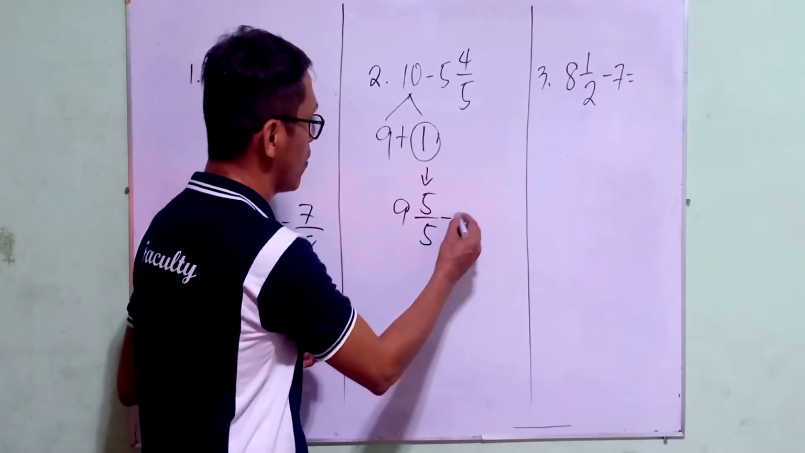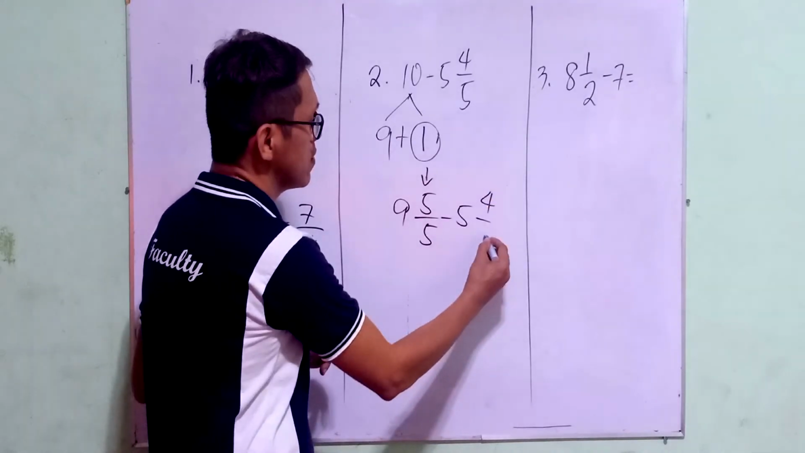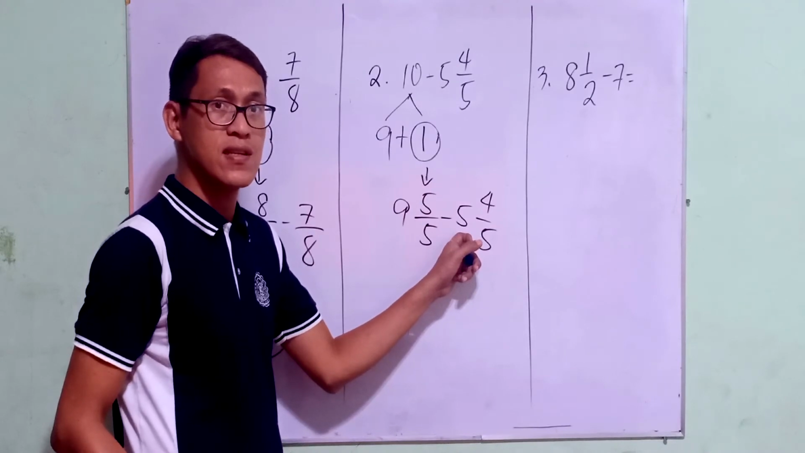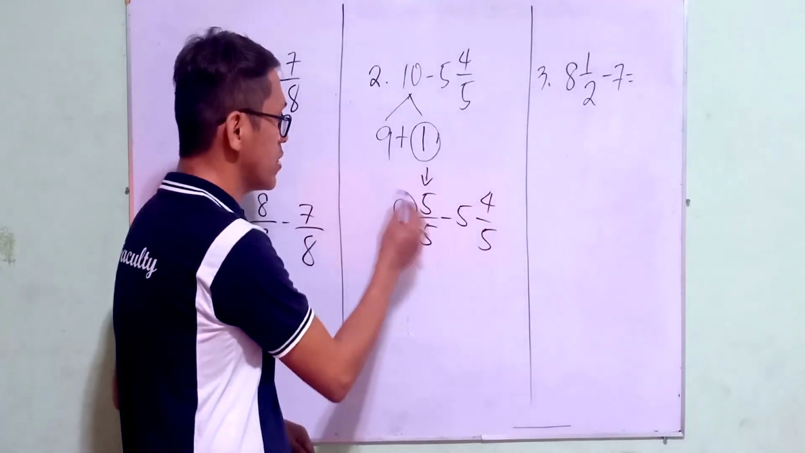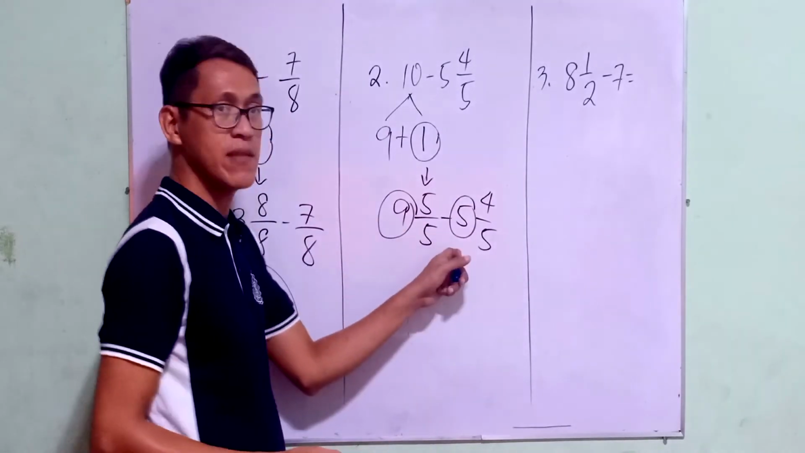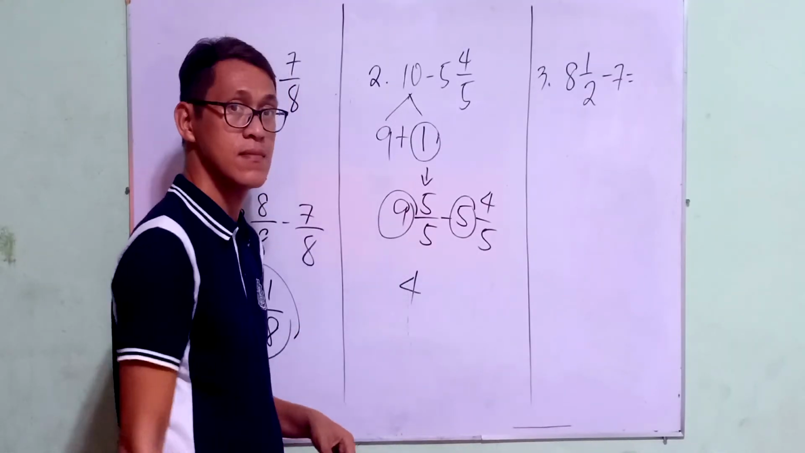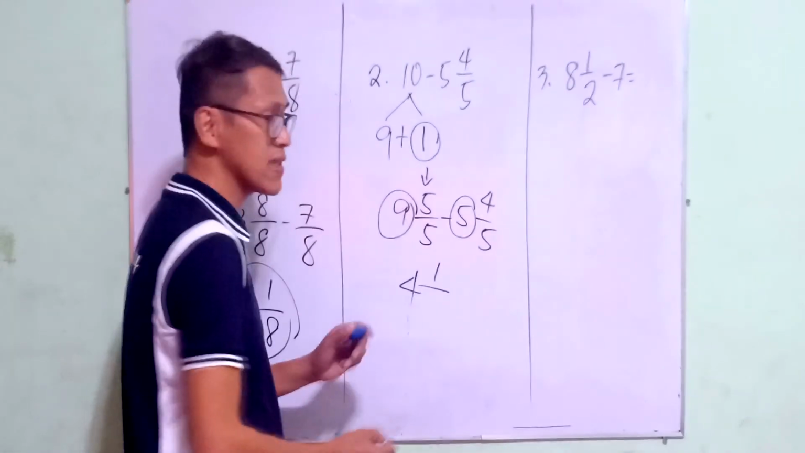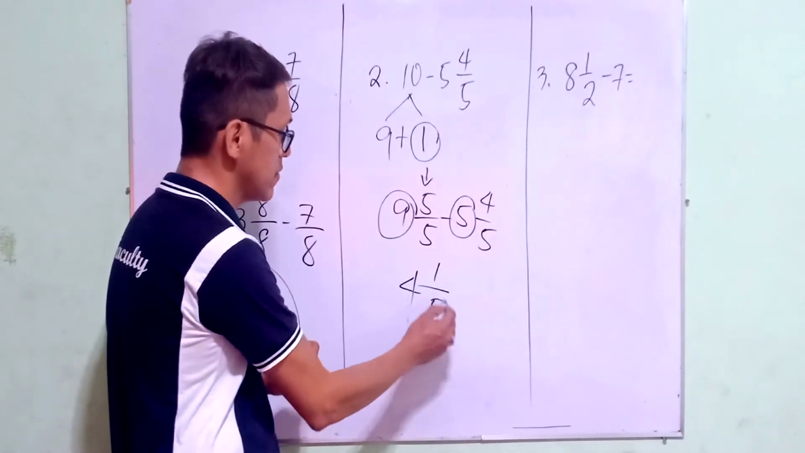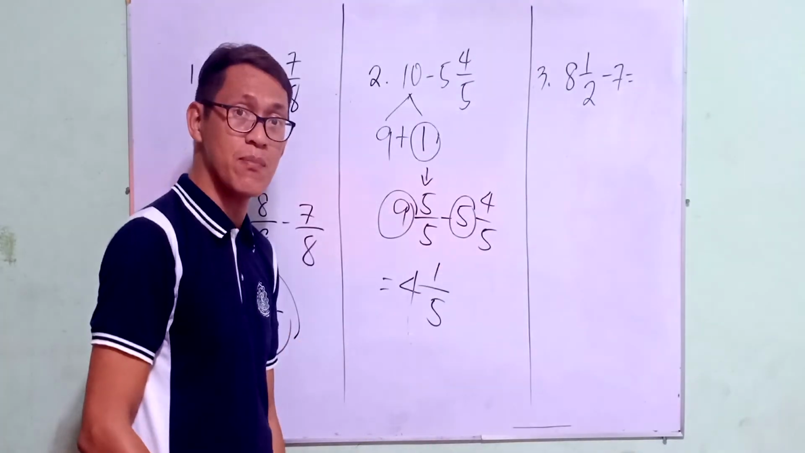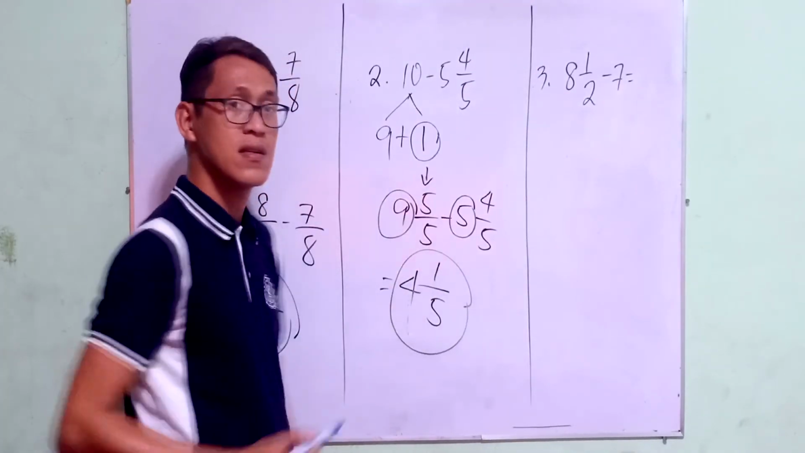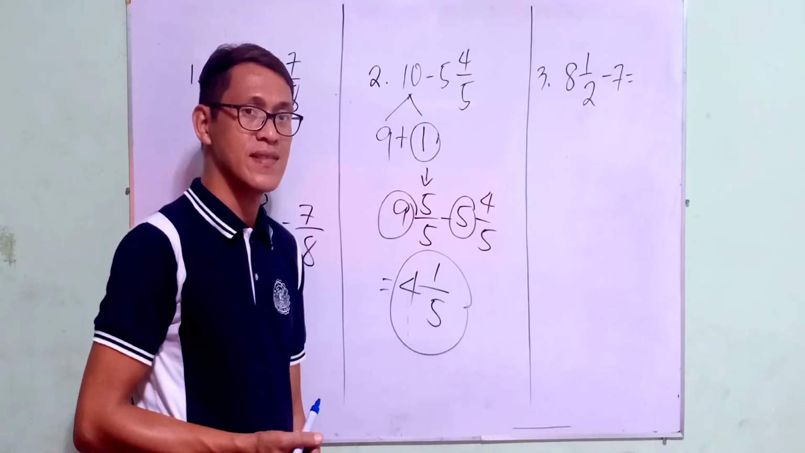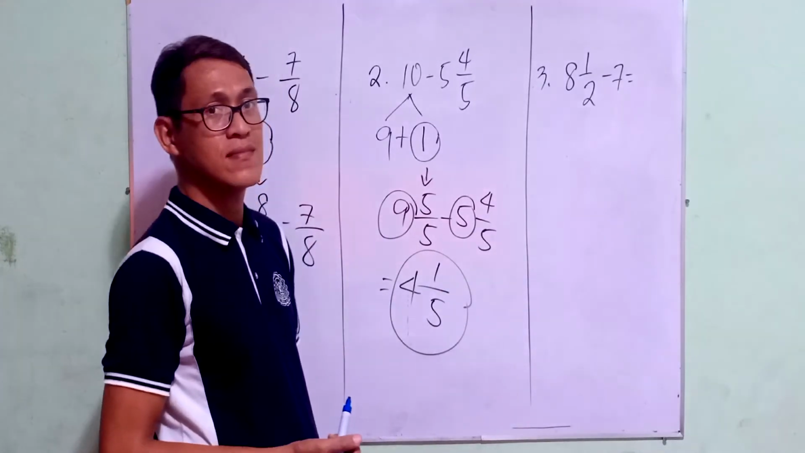So we can subtract now 5 and 4/5. This time, there are whole numbers, so we have to subtract first the whole numbers here. 9 minus 5, that's 4. Then subtract the numerators. 5 minus 4, that's 1. Then copy the denominator 5. Since 1/5 is in simplest form, our final answer is 4 and 1/5. Easy? Let's have the last problem.